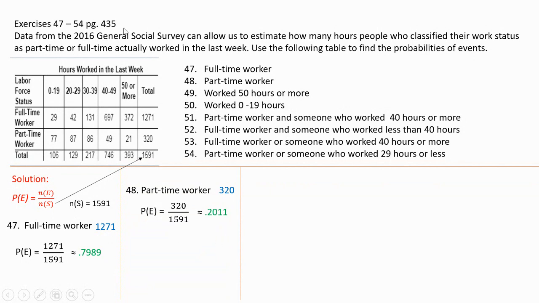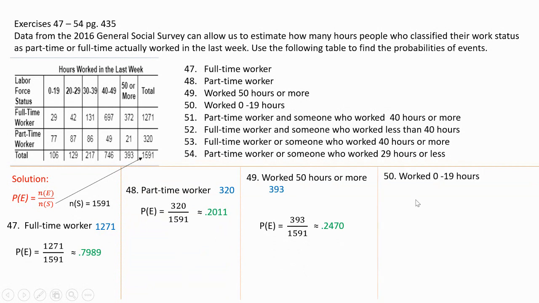Number 49. 50 or more hours is 370. No, 50 or more hours will be 393. Right? Because there are all these right here. 393. So it'll be 393 over the sample space, which will be 393 over 1,591, approximately 0.2470.